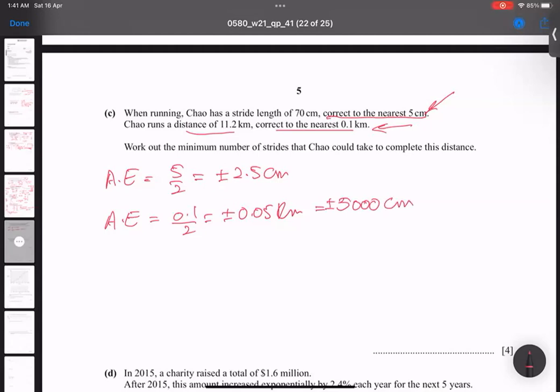Now one more thing is important. He asked for minimum. I want to tell you one formula. If I'm looking for the minimum number while dividing, the upper one always comes minimum and the lower one always comes maximum.